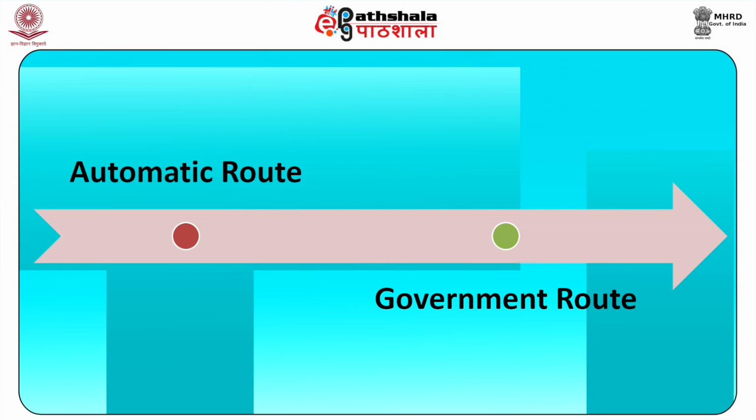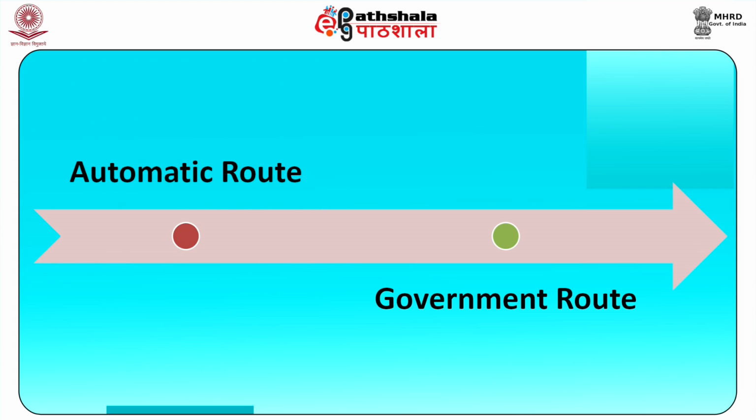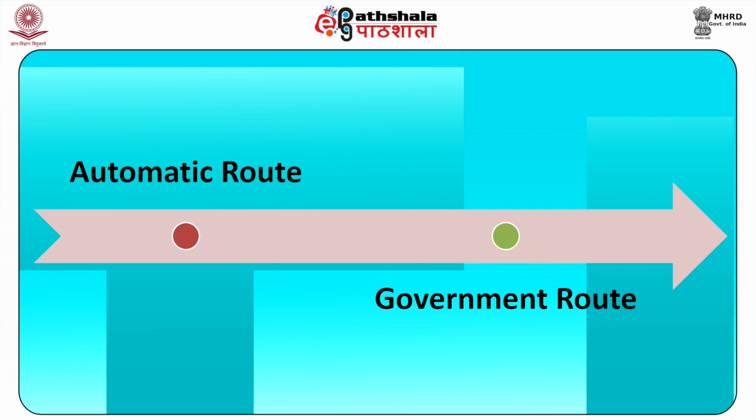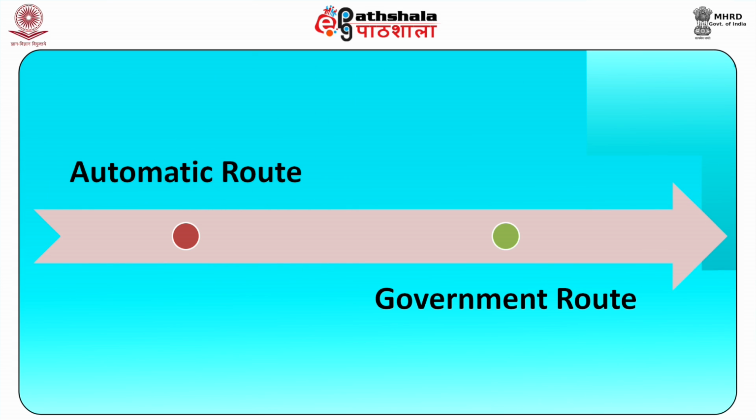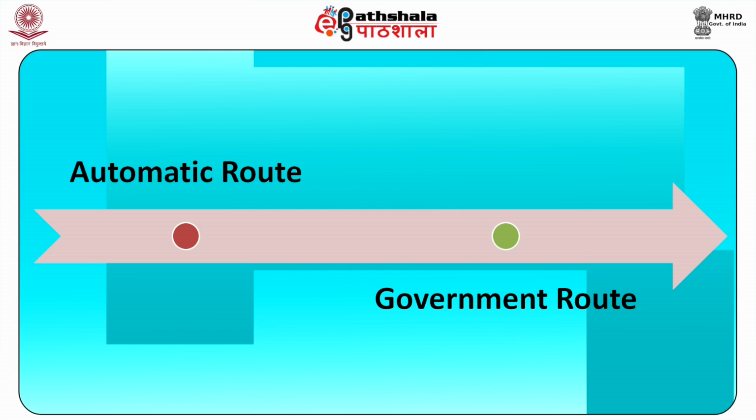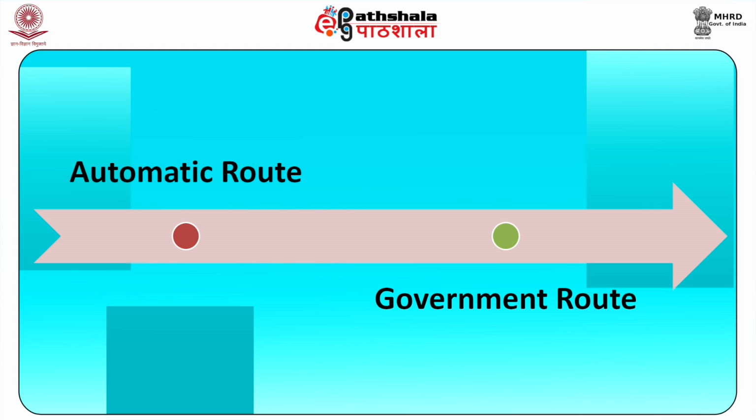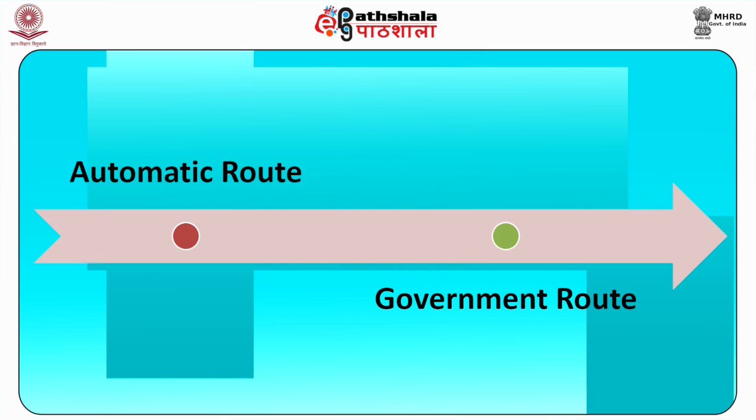2. Government route. Under this, a company willing to invest needs to take prior approval from FIPB. They need to send their application along with required information to be considered by FIPB. Once they accept their request, only then can the investment be made.